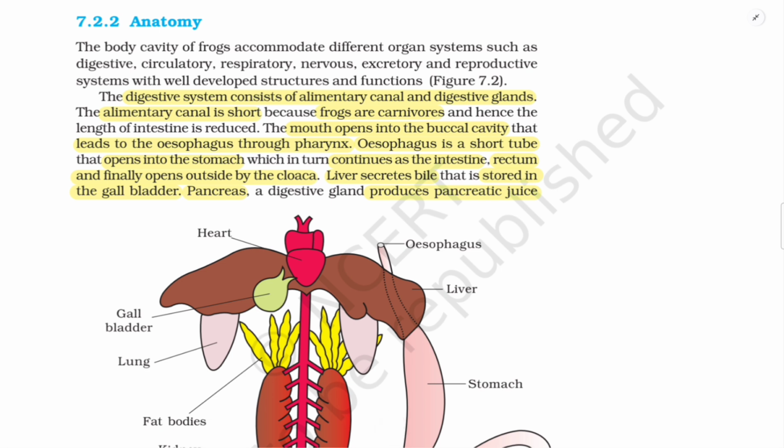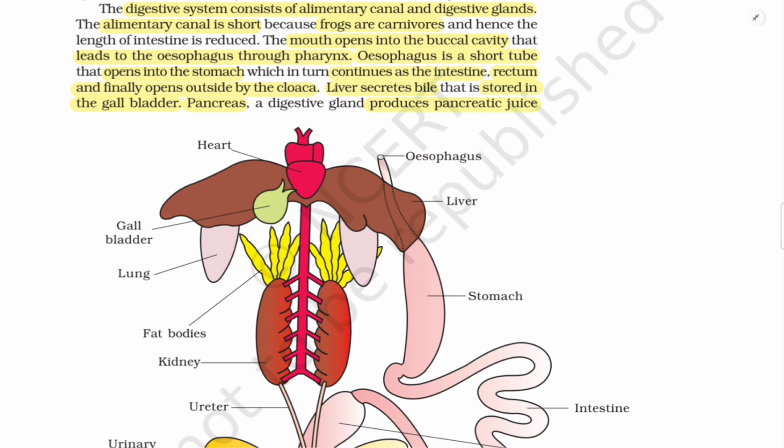7.2.2 Anatomy. The body cavity of frogs accommodates different organ systems such as digestive, circulatory, respiratory, nervous, excretory and reproductive systems with well-developed structures and functions. Figure 7.2. The digestive system consists of alimentary canal and digestive glands. The alimentary canal is short because frogs are carnivores and hence the length of intestine is reduced. The mouth opens into the buccal cavity that leads to the esophagus through pharynx. Esophagus is a short tube that opens into the stomach, which in turn continues as the intestine, rectum, and finally opens outside by the cloaca.